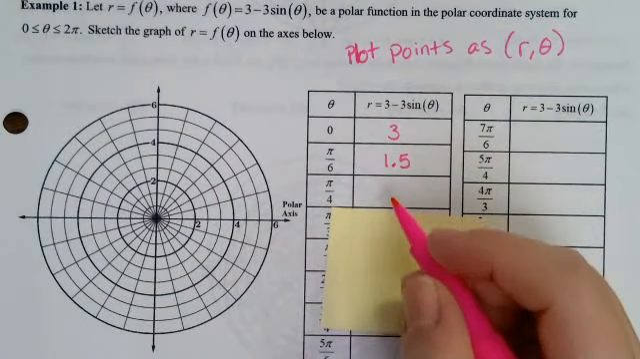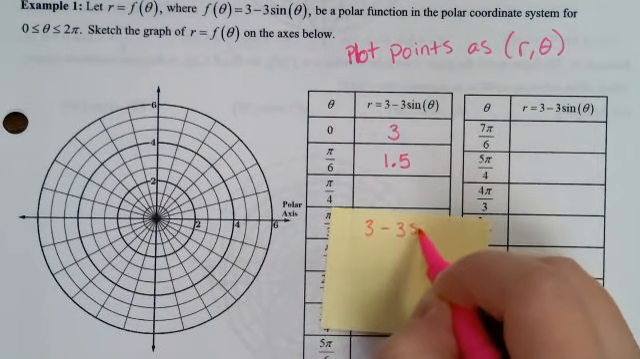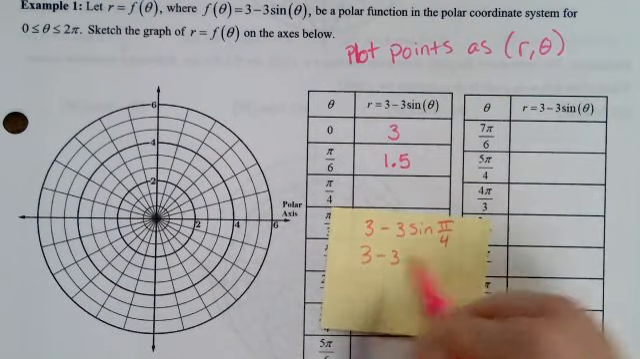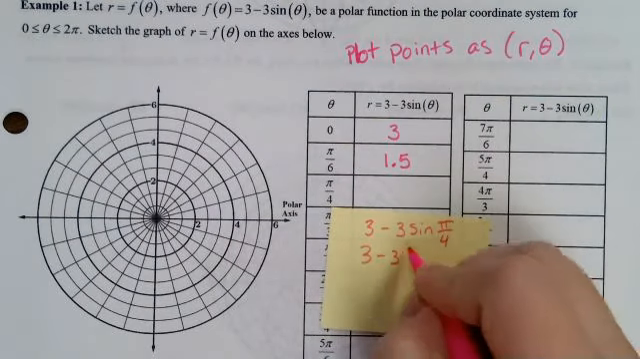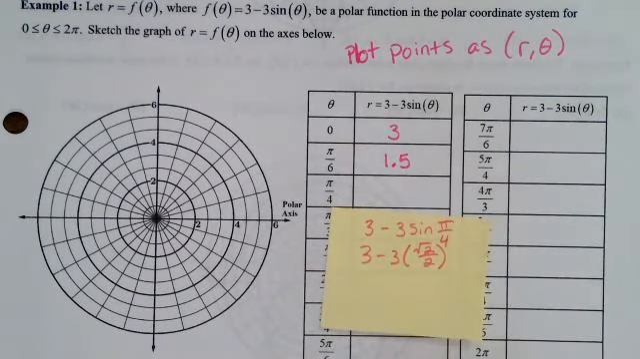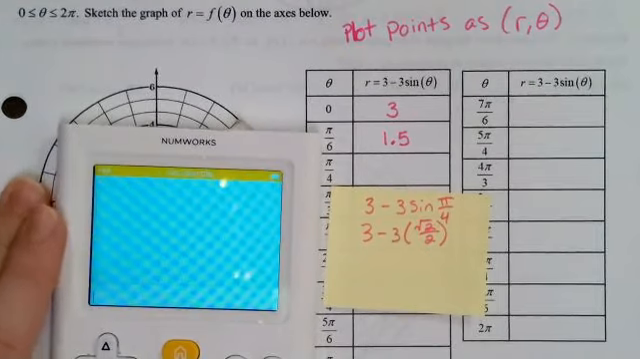All right, we're going to plug this one in. If I have 3 minus 3 sine pi over 4, now sine of pi over 4 is going to be square root 2 over 2, which, like I was saying a minute ago, if you have decimals and fractions or square roots, we're going to go ahead and use a calculator to get rid of it.